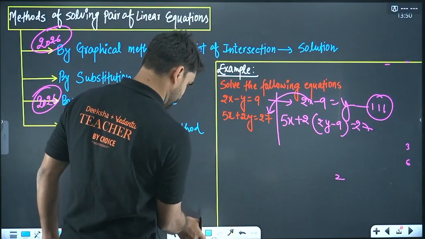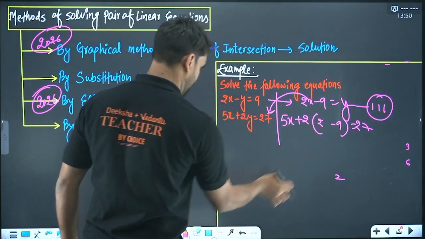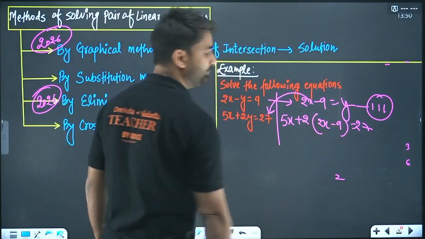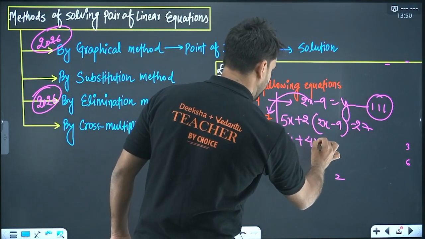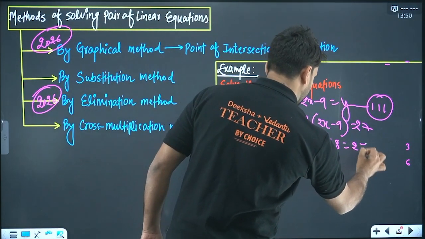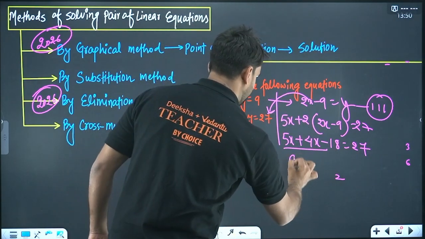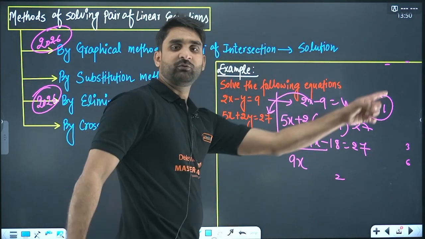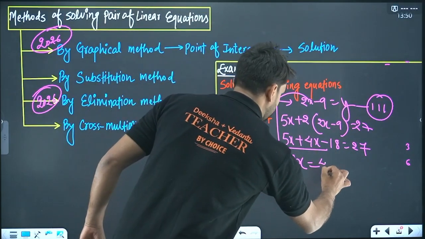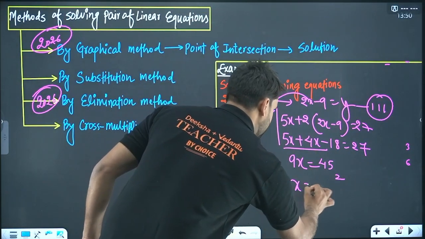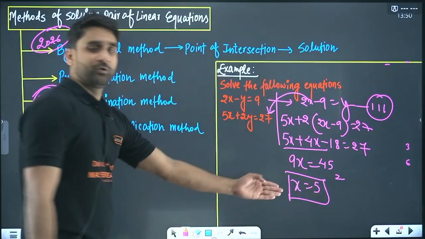Sorry, this is x here, my dear. Don't worry. Okay, so 2x minus 9. Now what we need to do is open the bracket. So this would be 5x plus 4x minus 18 equals 27, and 5x plus 4x would be 9x, and minus 18 will go to that side. So 45 would be there, and x would be 5. We got the solution.